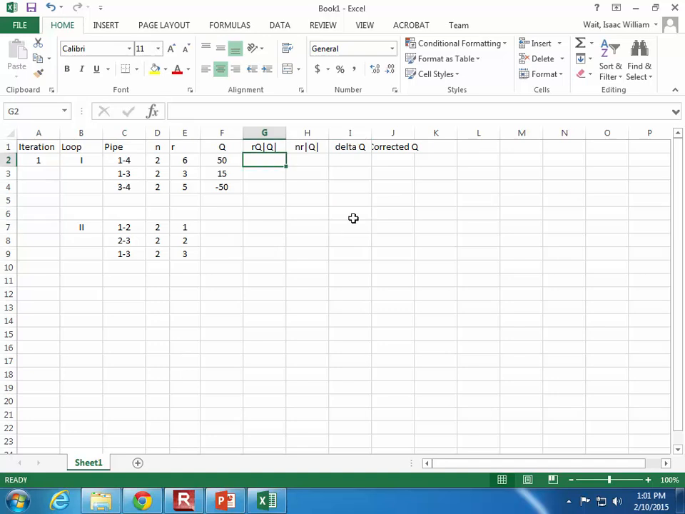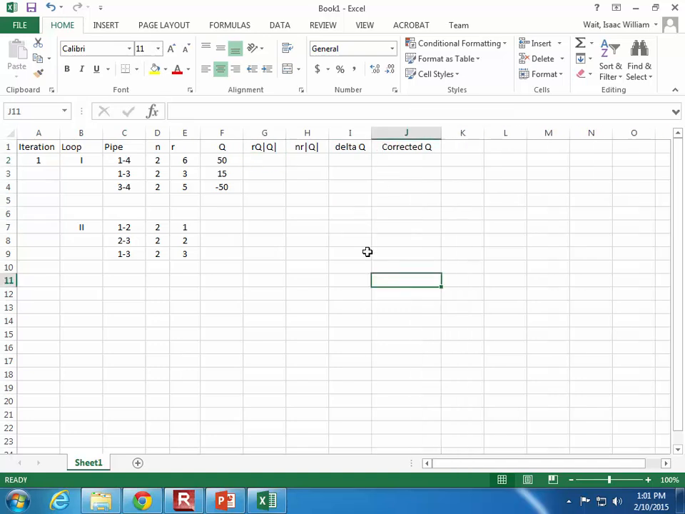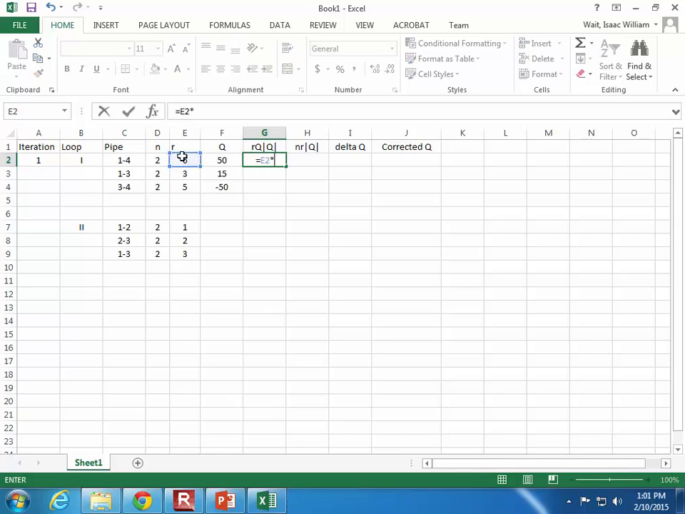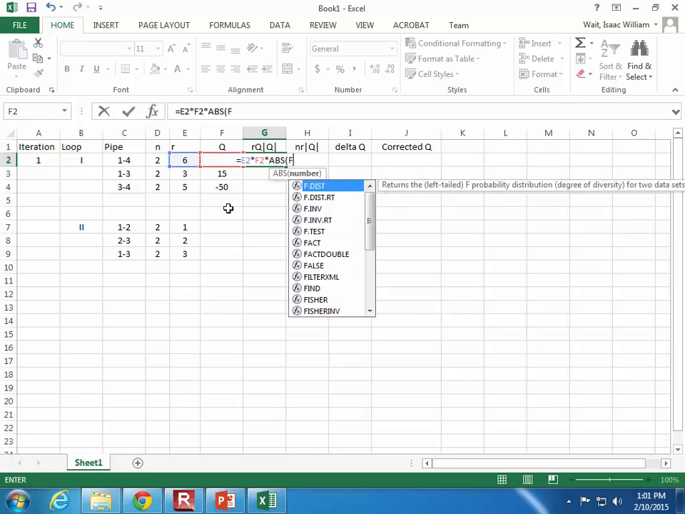All right, so here we start with the equations. We've got F equals R times Q times absolute value of Q, F2.